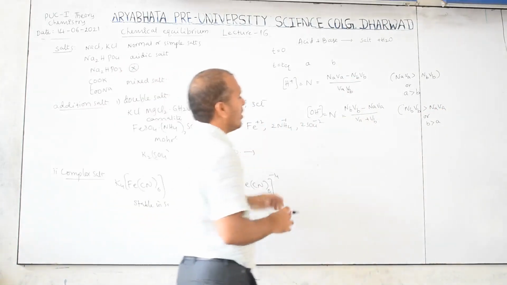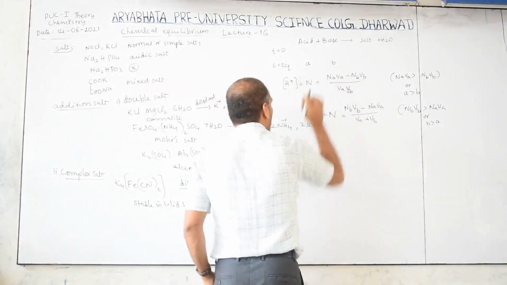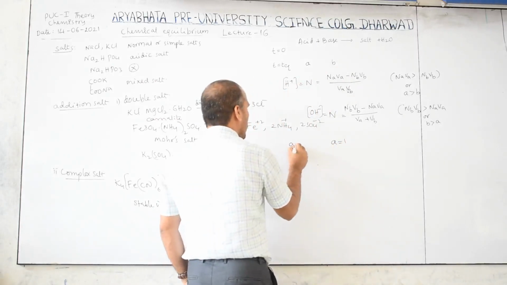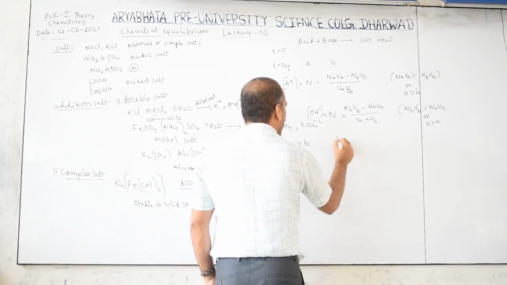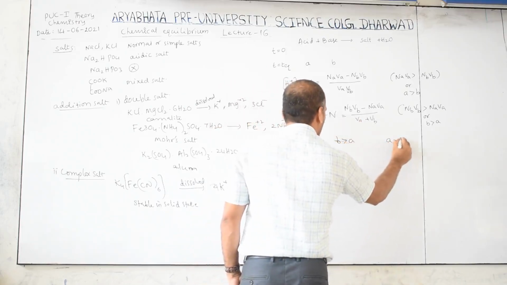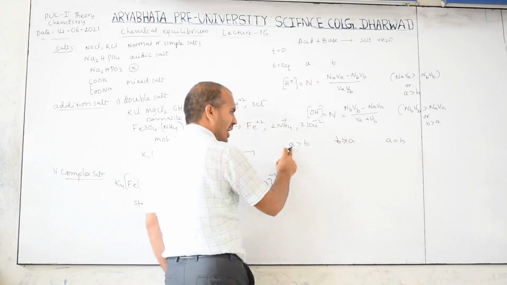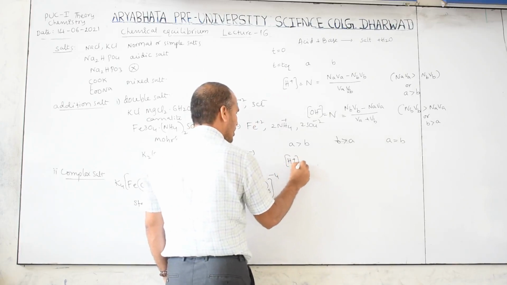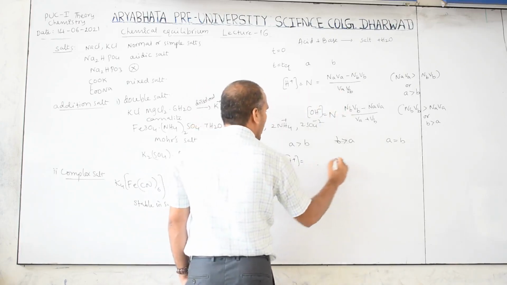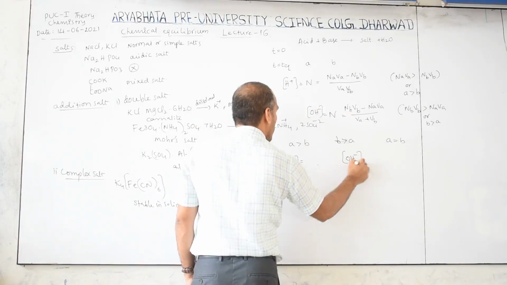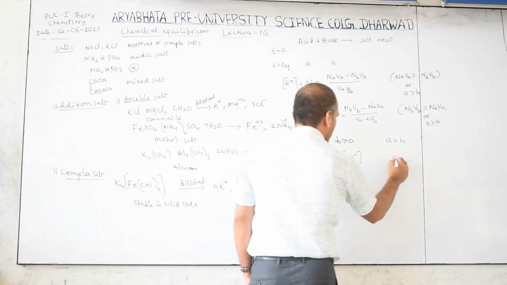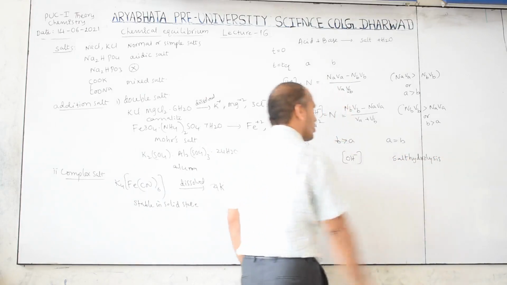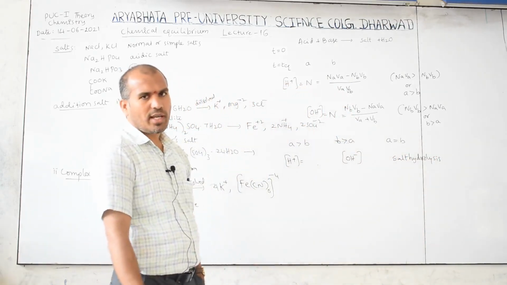Now, sometimes A is equal to B. What are the conditions? A greater than B, B greater than A, and A equal to B. A means acid, B means base, both are equal. In this case, the H plus concentration and the OH minus concentration are given by this formula. This indicates salt hydrolysis when both are equal.